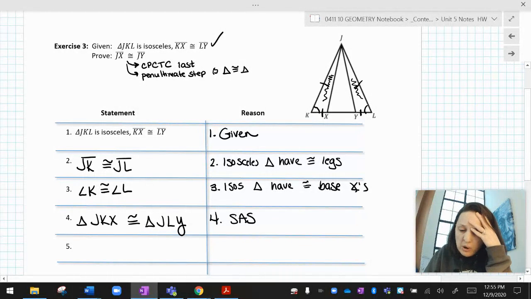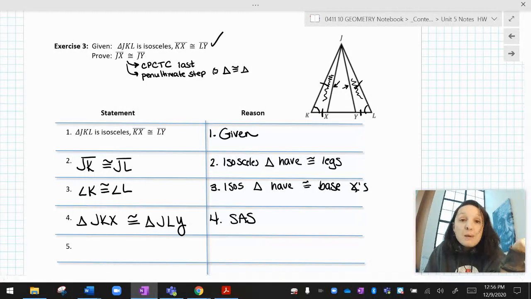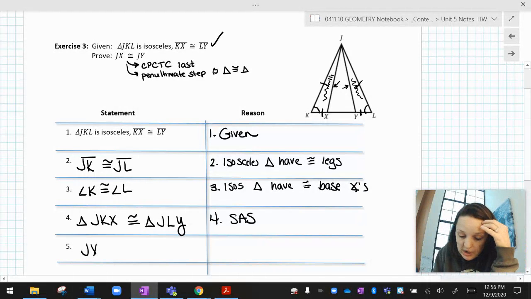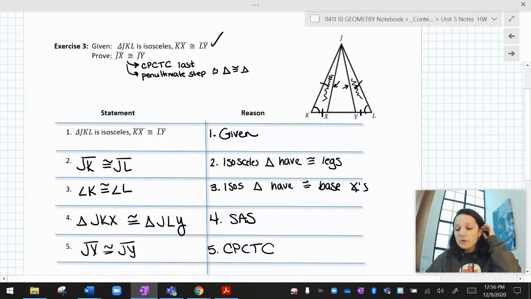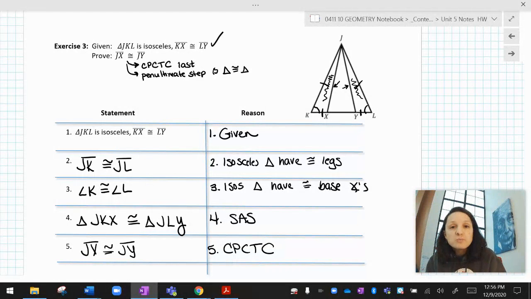Now, that wasn't what they wanted me to prove, though. They wanted me to prove that JX equals JY. And I didn't know anything about these, but I do now. Because now that I know the triangles are equal, I know that those remaining sides would have to be equal. So JX has to be congruent to JY by CPCTC. Okay, which again, CPCTC is really an acronym way of saying since the triangles are equal, all their corresponding other parts are equal too.